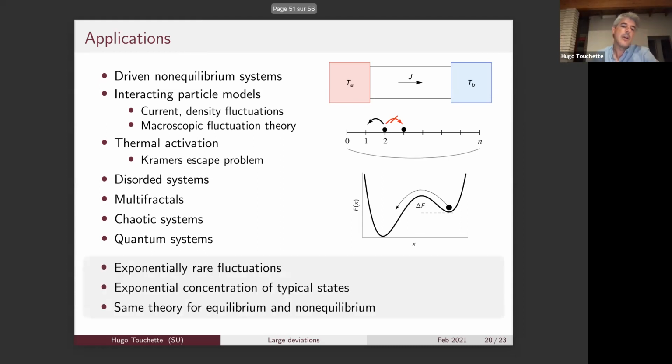And what ties all these applications, again, is this idea that you have rare fluctuations that are exponentially rare with some parameter. You want to describe this using tools that are just easier to use than calculating the distribution exactly. And what's interesting for a physicist is that you have the same theory to study equilibrium and non-equilibrium systems. So that's always been a big goal, if not a dream of physicists, is to describe non-equilibrium systems on the same footing, using the same tools as equilibrium systems. And this is something we can do now.